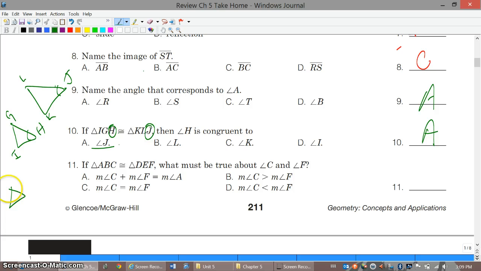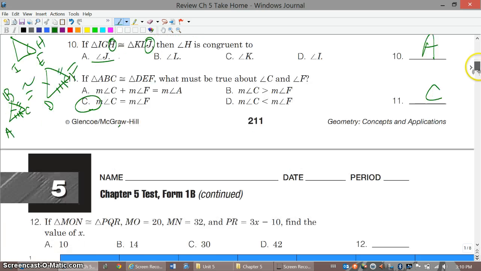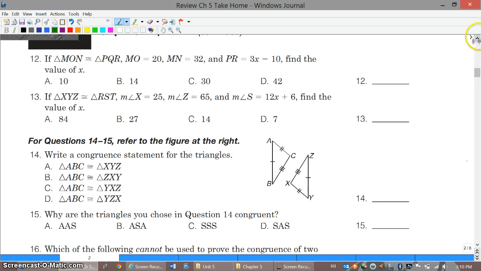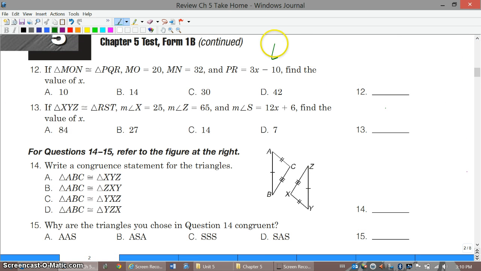Okay, I'm drawing in the triangles for that congruent statement. That one's congruent to, I'm going to draw them the same way, DEF. That means these two guys are the same, these two guys are the same, these two guys are the same. What must be true about C and F? C and F, well, okay, they have to be the same because of the congruent statement. Next, MON, draw it.